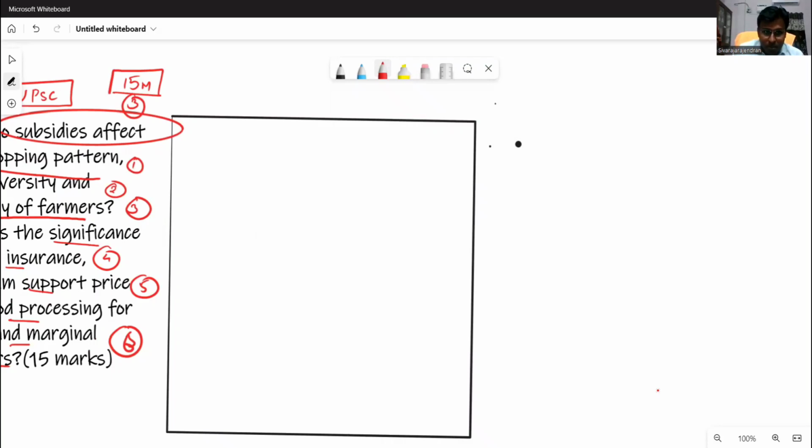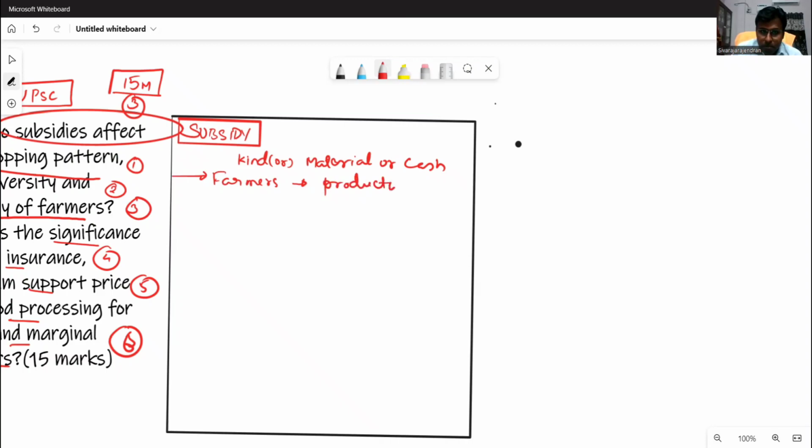For that, how do you start? You start with what is subsidy. How do you proceed in any question in UPSC? Always proceed with a story-like flow, as I have already said. What is subsidy? Kind or material or cash to farmers to increase production, whichever form it takes.